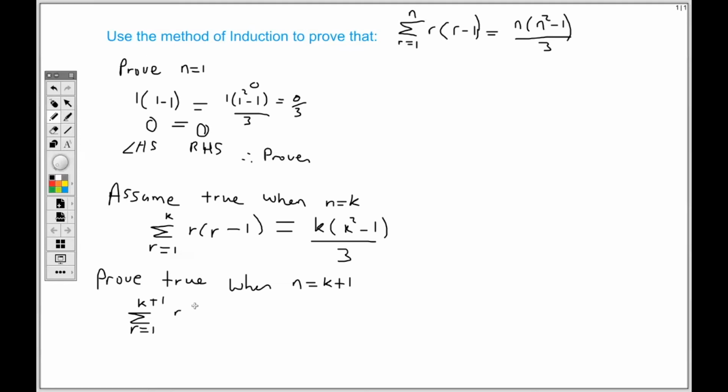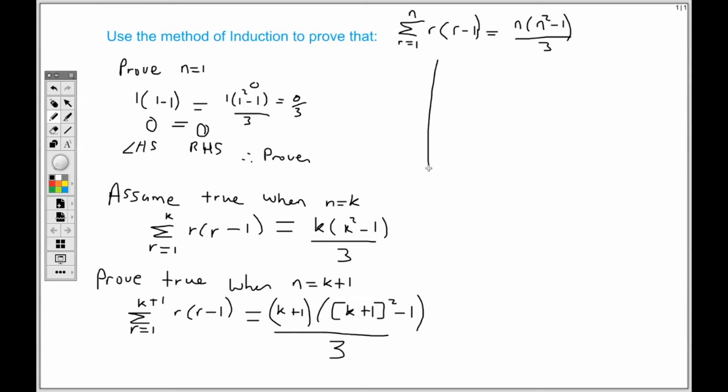Then the remaining r, open bracket, r minus 1, close the bracket, is equal to replacing this n with k plus 1. So I'm going to have k plus 1 times (k plus 1) all squared, because this is n squared, so replace it. I will have (k plus 1) all squared minus 1 all over 3. So the idea is to get the left to look like the right. So I am going to prove that the left hand side is the same as the right hand side.